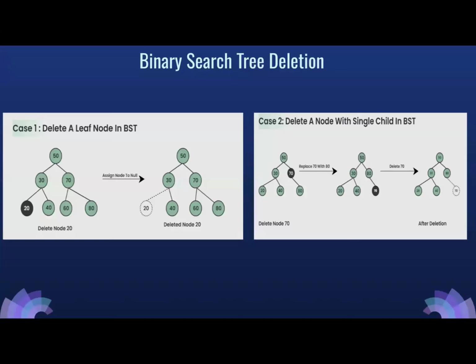All right. As for the deletion, I believe there are about 3 or 4 cases. So we'll see in the slides now. Let's say we want to go ahead and delete 20. In the first case, it is currently a leaf node, so you're just going to assign that leaf node to null. Now, if it gets a little bit more complex where we delete a node with a single child in the BST, we're going to move its child up and replace it. In this case, we'll move up 80, replace 70 with 80, and then we'll set 70 to null. So 80 becomes the new child of 50.